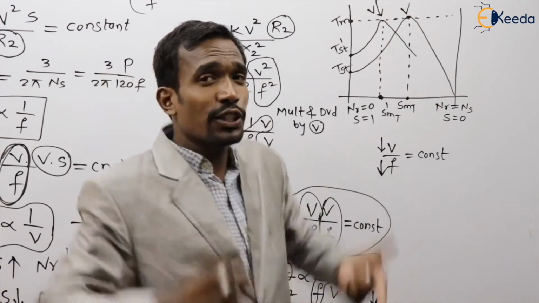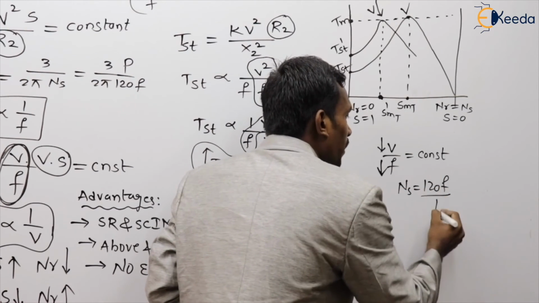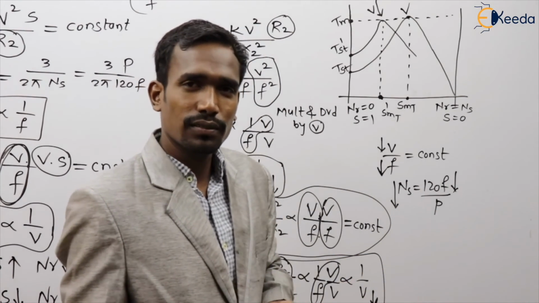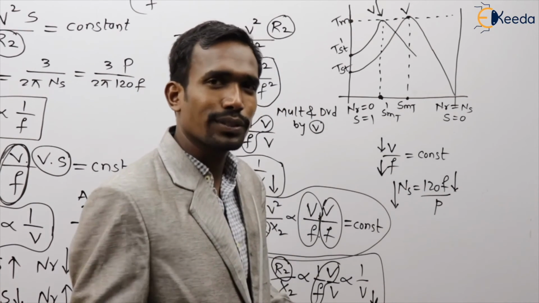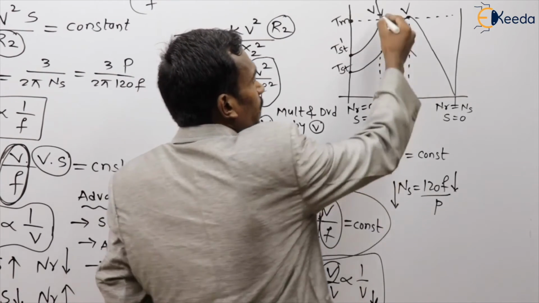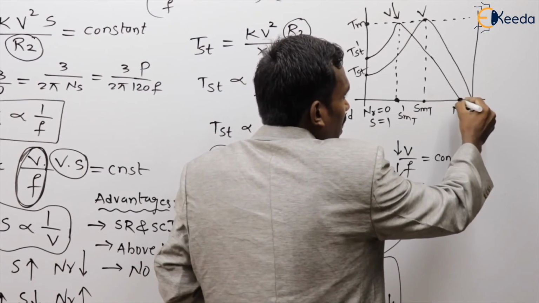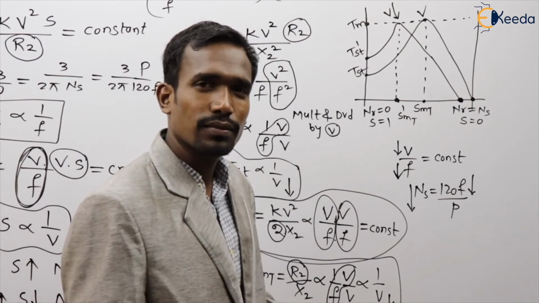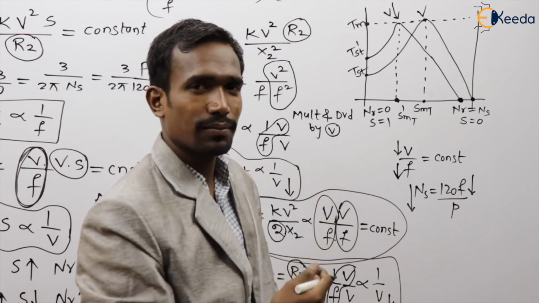If voltage reduces, frequency also reduces. If frequency reduces, synchronous speed Ns equals 120 F by P, so synchronous speed also reduces. So here the curve comes to here. This is another synchronous speed because synchronous speed reduces. Right?